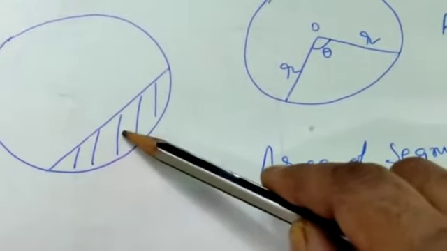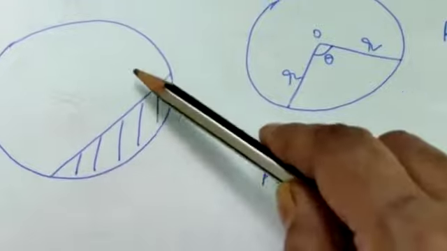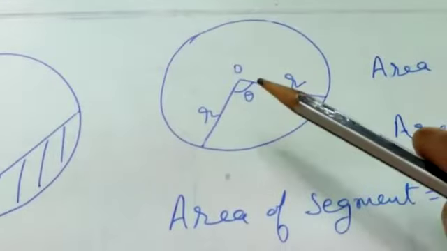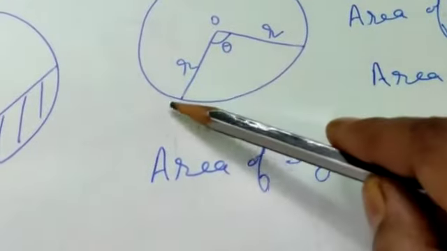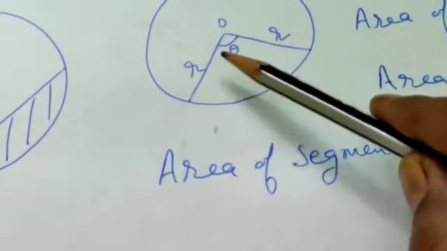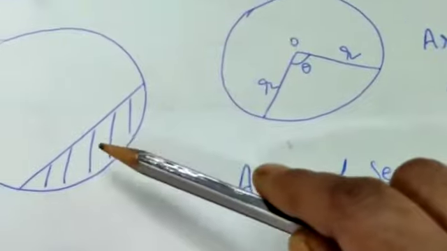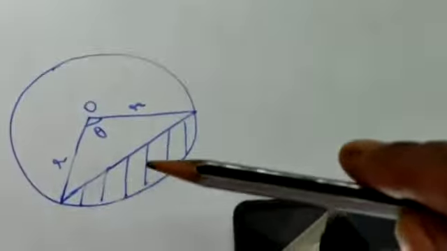For this we require its corresponding sector. Now what is sector? We all know that it is the region bounded by two radii and an arc. So why do we require this sector for finding the area of this segment? Let us see this circle.